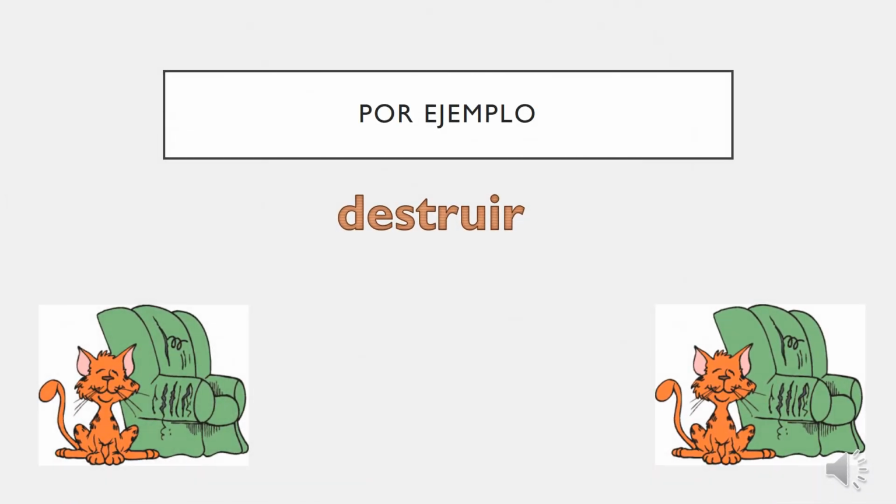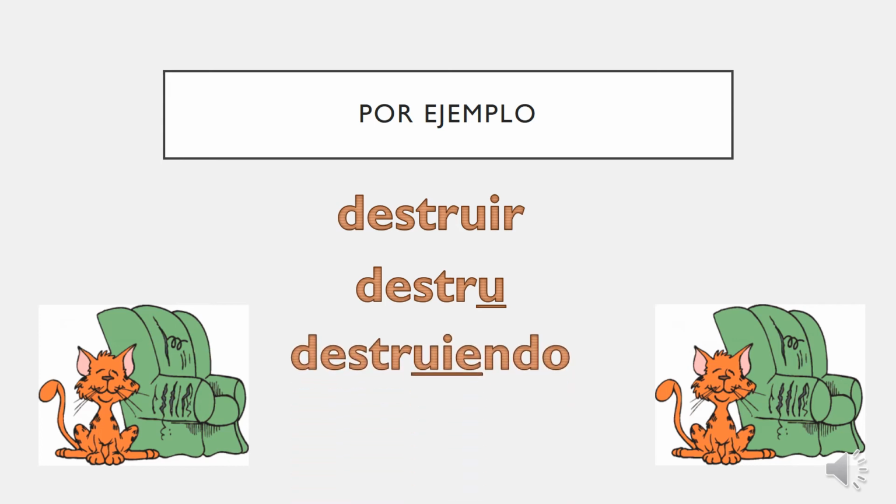So let's take a look at the verb destruir. The first thing I'm going to do to form the gerund is take off the -IR. When I do that, I'm left with the vowel U. The second thing I'm going to do is add my -iendo. And if you notice, when I do that, I have three vowels in a row, U, I, E. I can't have that combination in Spanish, so I need to change the I to a Y, and my gerund form becomes destruyendo.